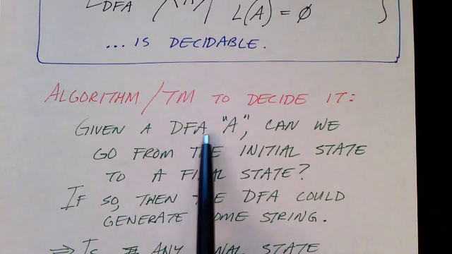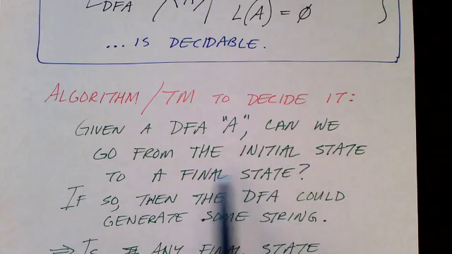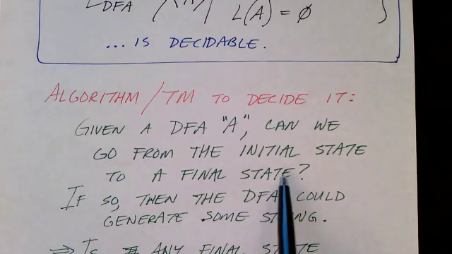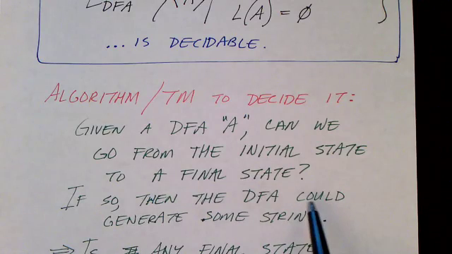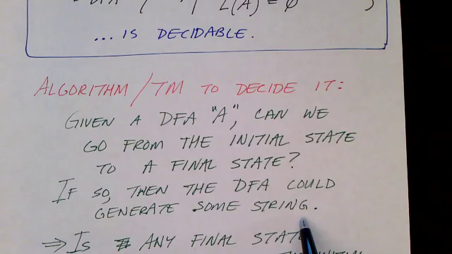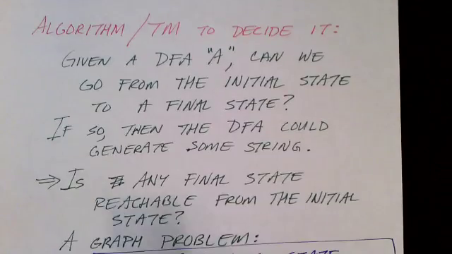Given a deterministic finite state automaton, we ask one simple question. Can we go from the initial state to any final state following transitions in the machine? If we can reach a final state from the initial state, then that deterministic machine could generate some string. If there is a path from the initial state to a final state, then those transitions are labeled with symbols from our alphabet, and they describe some string that this machine will accept. So, is there any final state that is reachable from the initial state?